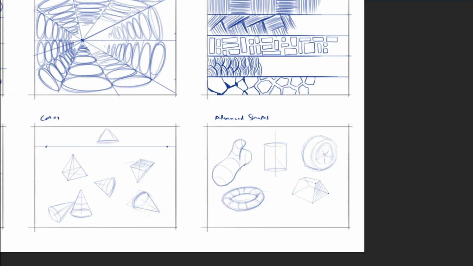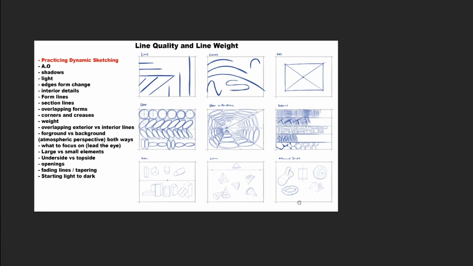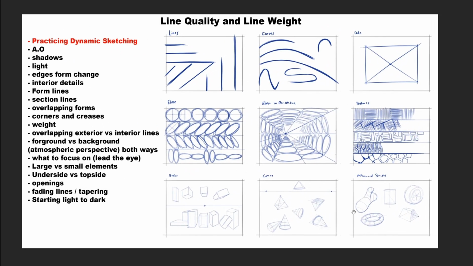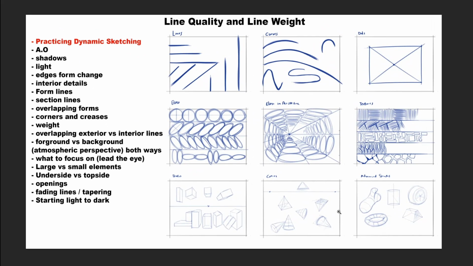So now that we did some exercises to develop our line quality, let's now learn about line weight. When and why do we use thicker or thinner lines in an object? When to draw darker or lighter lines, and so on. So let's look at the first condition, ambient occlusion.